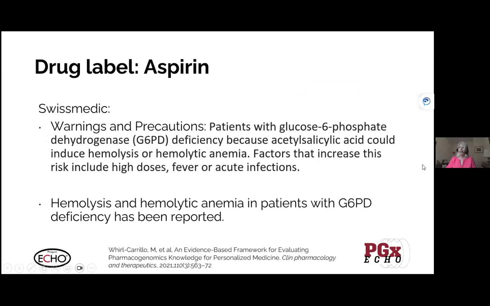And finally, I'm just going to pick on aspirin. You'll probably see why real soon, but the only drug label that currently includes aspirin that I could find in PharmD was in the Swissmedic guidelines or package insert. For aspirin, it does say that patients taking acetylsalicylic acid could have hemolysis induced, and that factors associated are high doses, fever, or acute infections.